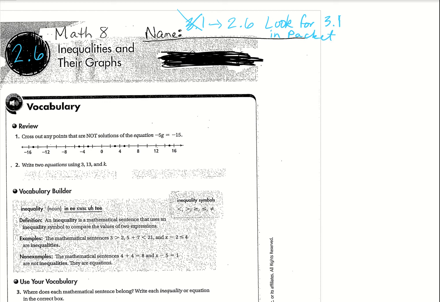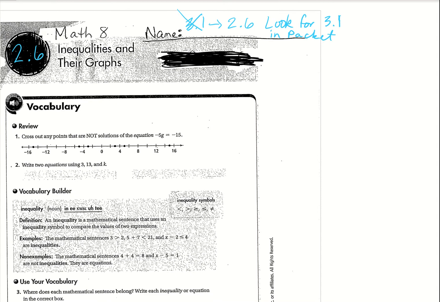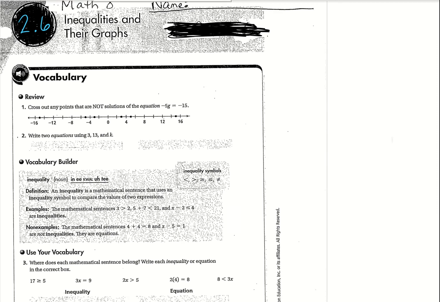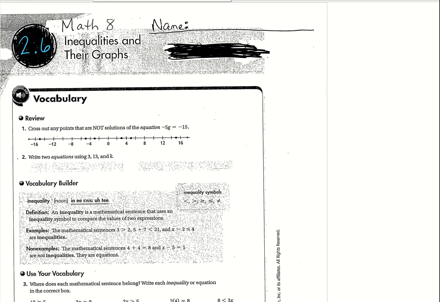We'll just go ahead and get started. 2.6 is all about inequalities, really this whole chapter. So we're just going to dive right into the vocabulary real quick. We have inequality here. That is the main thing for today. If you were wondering how to pronounce that, they've got it right there for you.